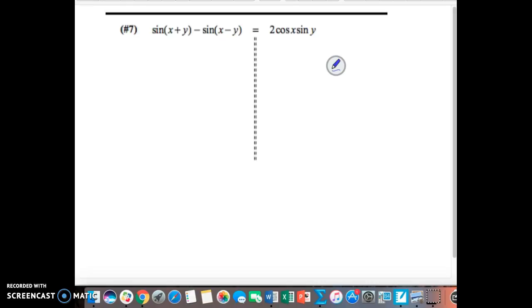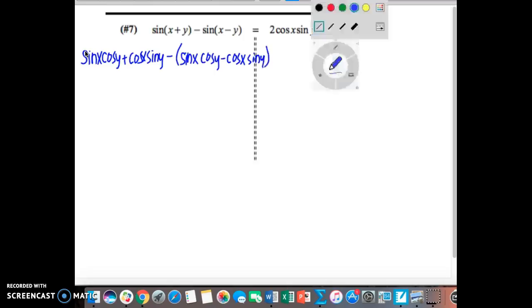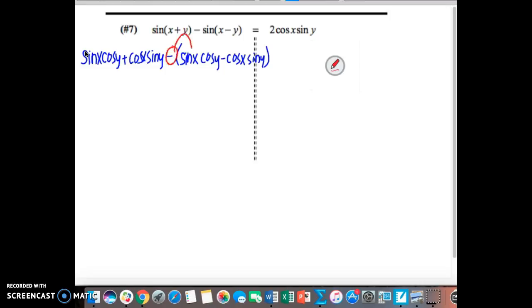So sine of x plus y can be rewritten as sine of x times cosine of y plus cosine of x times sine of y. And we'll have minus, then a set of parentheses. Sine of x minus y can be rewritten as sine of x times cosine of y minus cosine of x times sine of y. It's important to understand that this negative will be getting distributed to the sine x cosine of y and the negative cosine of x sine of y.